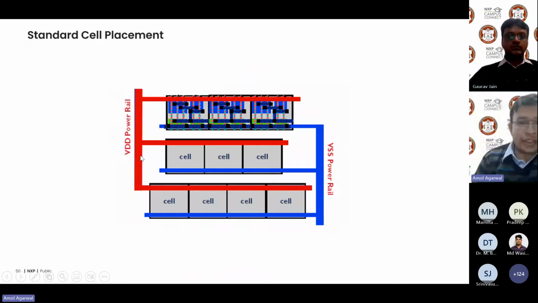Okay, so next is your standard cell placement. As we discussed, you would have a floor plan. In the floor plan, you would have these rails. If you look at any typical floor plan, you would see alternating VDD and VSS rails. This red color is your VDD rail, then in blue color you have your VSS power rails, and between these VDD and VSS power rails, you will place your standard cells.